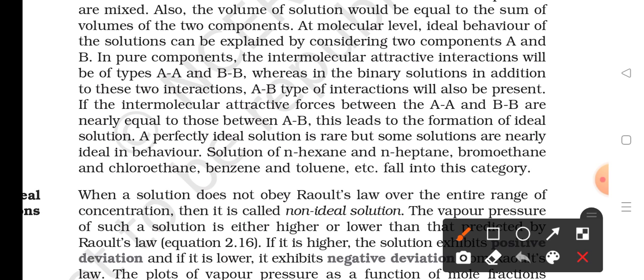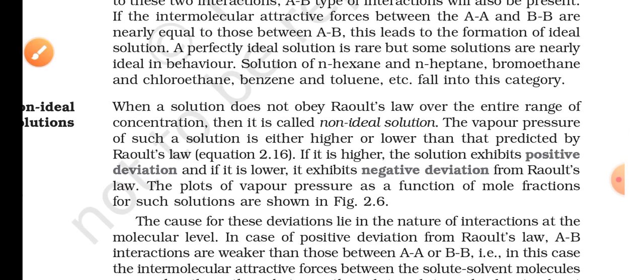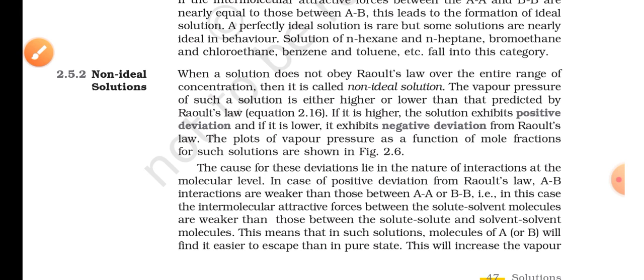And you need to know some examples of ideal solutions. Here they give n-hexane and n-heptane. If you mix n-hexane and n-heptane, you get an ideal solution. Then a bromoethane and chloroethane mixture, and a benzene and toluene mixture. After that we are going to learn about non-ideal solutions.